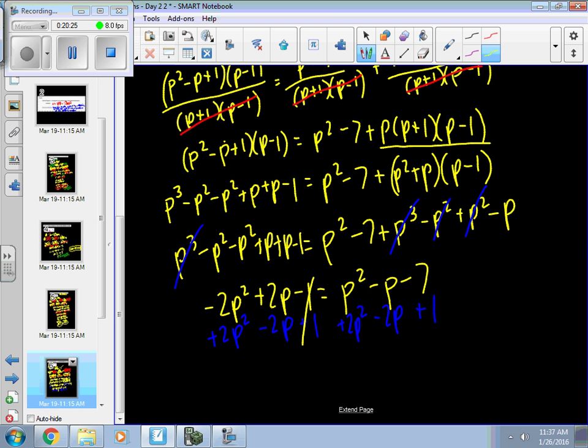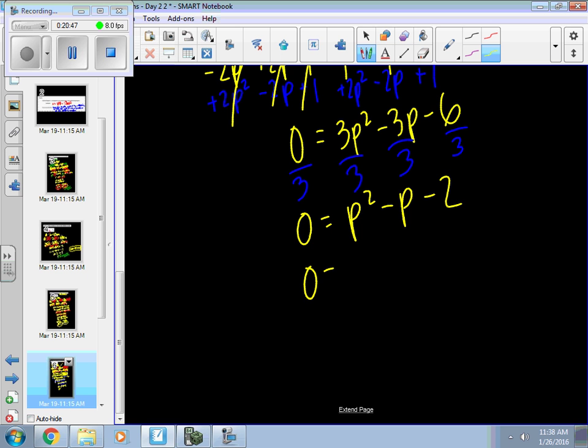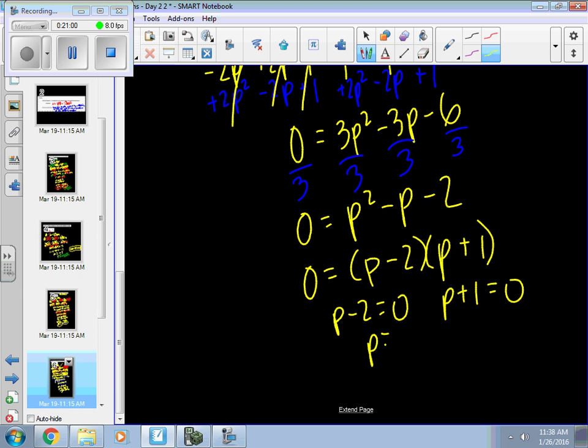So this side's all going to cancel out and be equal to 0. Here we got 3p squared minus 3p minus 6. To solve that, I think we can make this easier by dividing everything by 3. We got p squared minus p minus 2. That is definitely factorable. I think minus 2 plus 1 is going to work. Those multiply to negative 2, add to negative 1. Putting them both equal to 0 now and solving. We get 2 and negative 1.